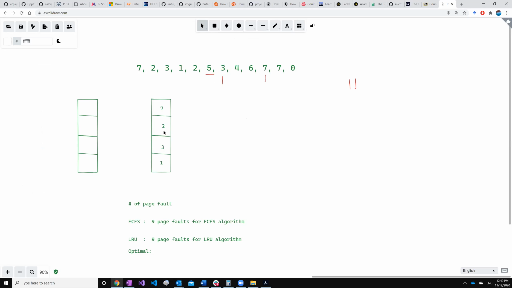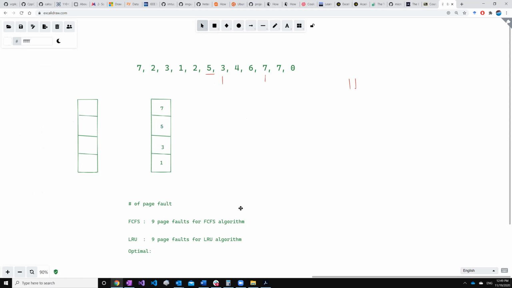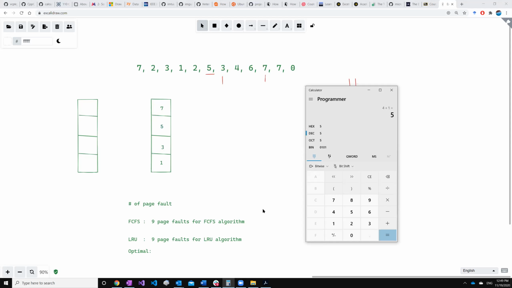Okay, and in my case, I would like to change the 2 because I loaded it first. Delete the 2 and place this 5 here. This should be in green, but it doesn't matter that much. Now the 5 has been loaded, and what do you do? Increase the counter by 1 so that we have 5 page faults so far.